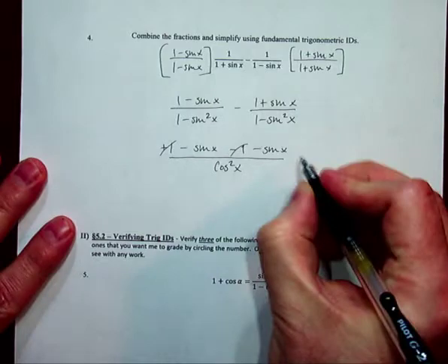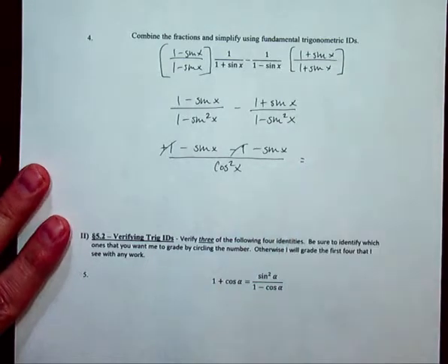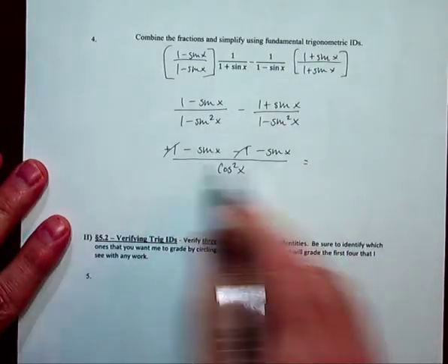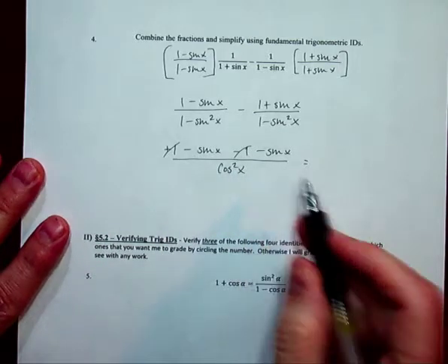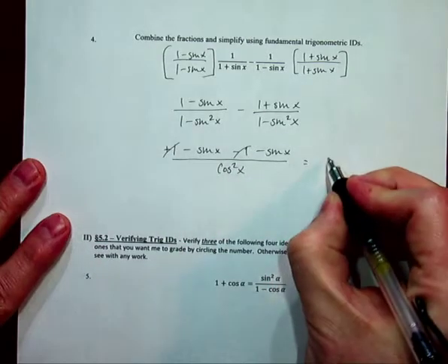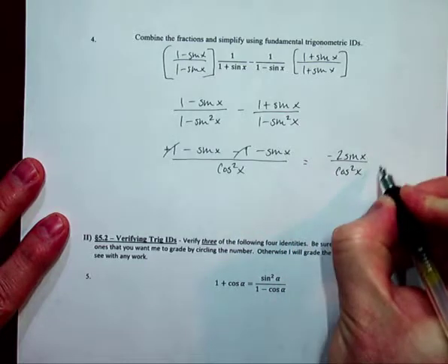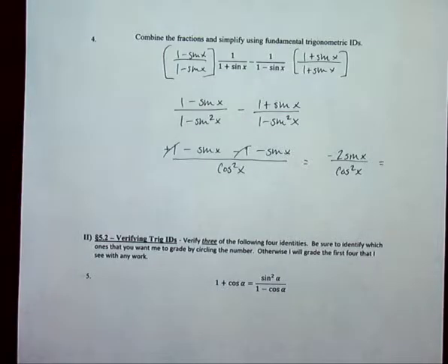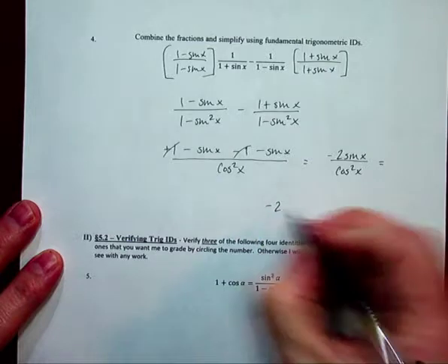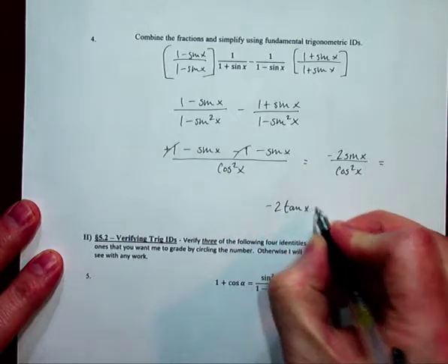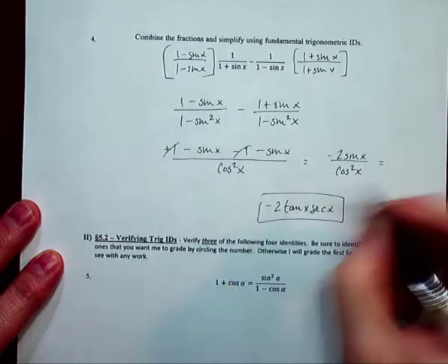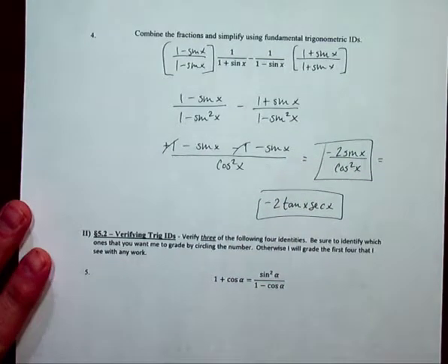Boom, boom. And that winds up being, and I saw people actually carelessly multiply those together. They're like terms. They simply combine. So it's negative 2 sine x over cosine squared x. And I'm pretty sure that I actually allowed that as an answer. I simply would have preferred it as negative 2 tangent x secant x. But either one of those got credit. Okie dokie?